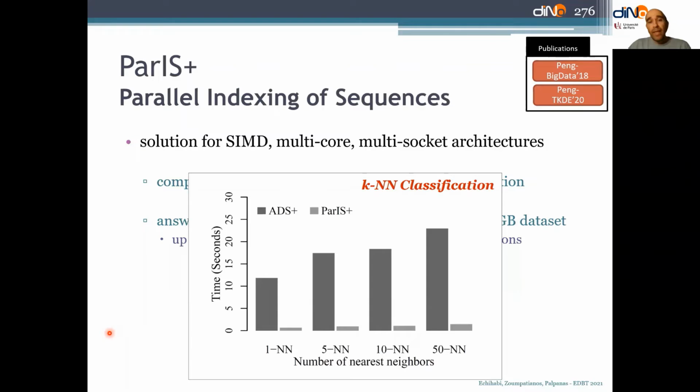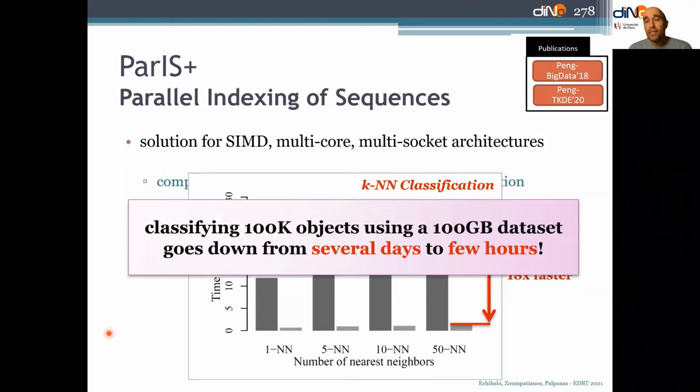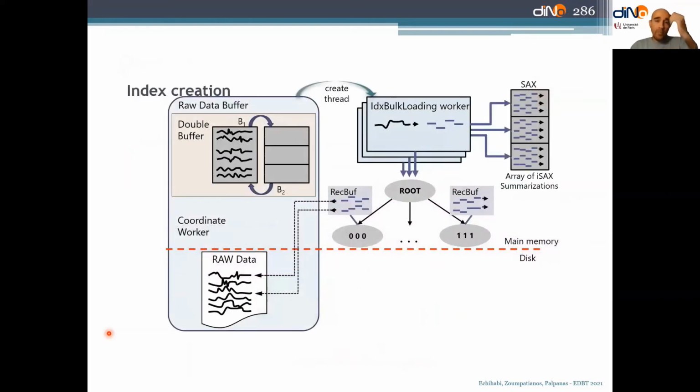And what this means is that, for example, if we consider some complex analytics tasks like KNN classification, we can get improvements that make the difference between solving this analysis task in a matter of a few hours rather than several days. So now this kind of techniques have a significant impact on real applications. So let's see how ParIS+ achieves these improvements.